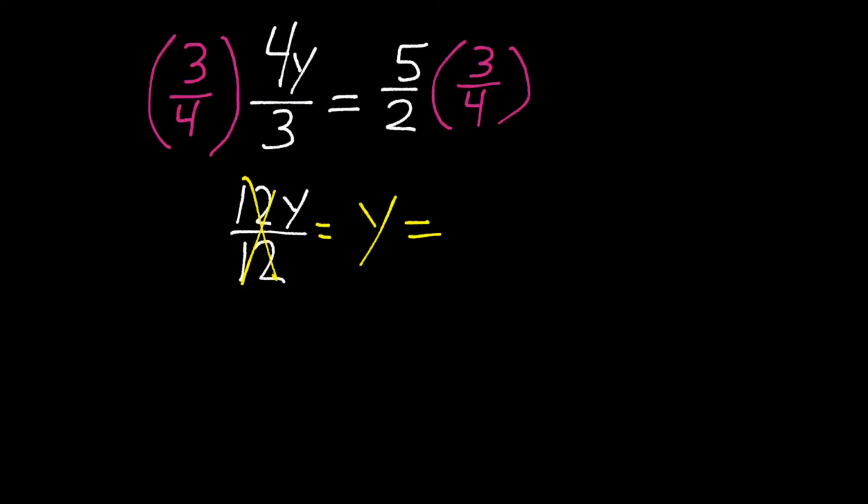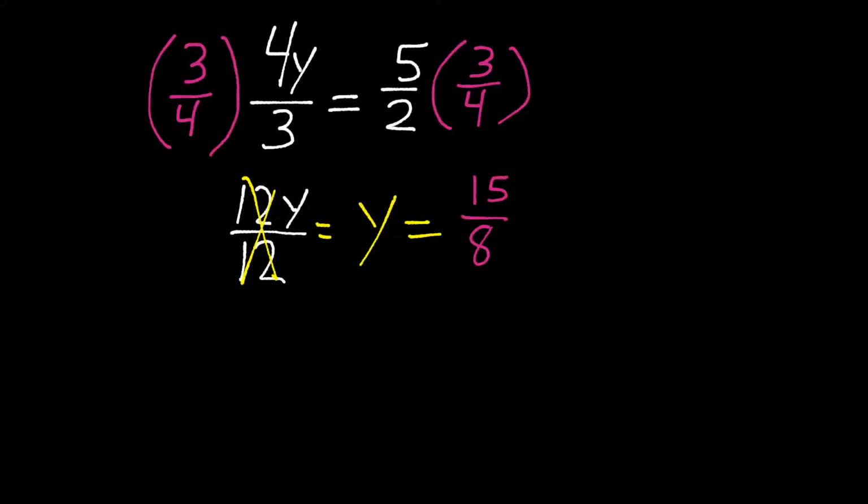So I have y equaling the product of 5/2 and 3/4. Just like we did over here, I multiply my numerators, so 5 times 3 is 15. And then I multiply my denominators. 2 times 4 is 8. So we come up with y equaling 15/8.